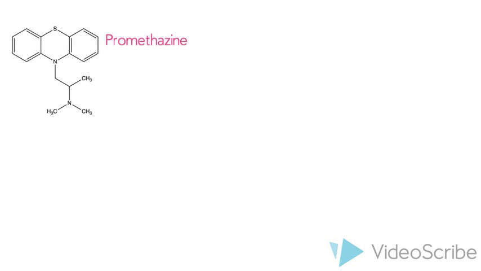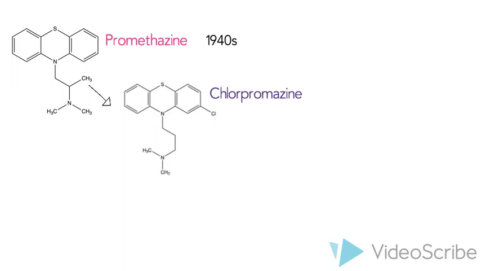Promethazine, which is an antihistamine, was initially discovered in the 1940s, along with other first-generation antihistamines. Chlorpromazine was then derived from promethazine in the early 1950s. Chlorpromazine uses the chemical skeleton from promethazine and has the addition of a chlorine group and the removal of a methyl group from its side chain. Originally used as a sedative, it was later found to have neuroleptic properties which made it the first antipsychotic.